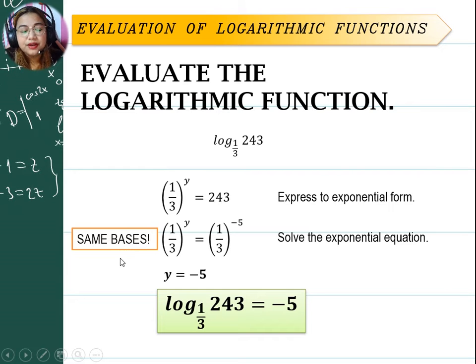So, always remember to make the logarithmic function into exponential form kasi mas madali siya. And lagi ninyong tatandaan, kailangan same basis sila.